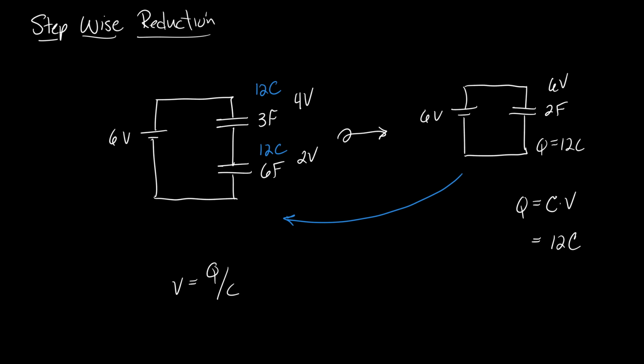When you do stepwise reduction, every step has an opportunity for you to check your work. In the case of this particular step, capacitors in series, the voltage has to add up to equal the voltage that was there before. There was 6 volts across the equivalent capacitor. 4 plus 2 has to equal 6 volts. So you can check your work.